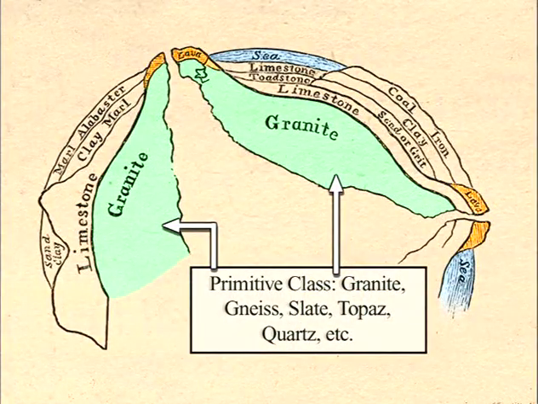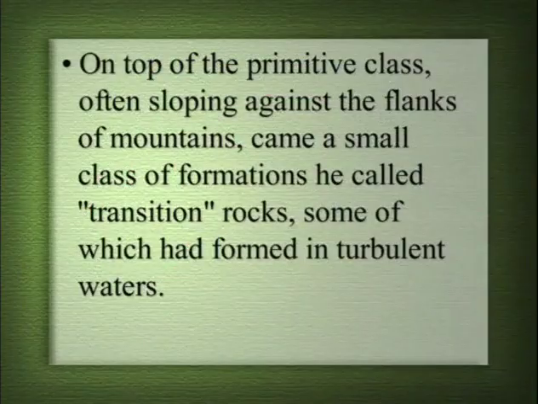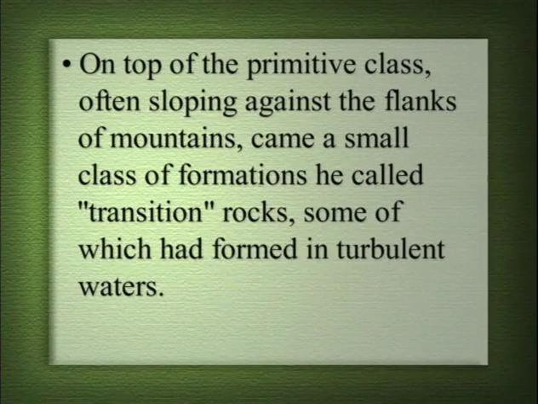Not all these first rocks were crystalline, suggesting that the waters had become less calm. Metals, too, had been among the earliest rocks to form. All these early successive individual formations Werner grouped together into what he called the primitive class of rocks. It included granite, gneiss, several forms of slate, on down to topaz and quartz. The oldest mountains, he thought, were made of primitive rocks. On top of the primitive class, often sloping against the flanks of mountains, came a small class of formations he called transition rocks, some of which had formed in turbulent waters.